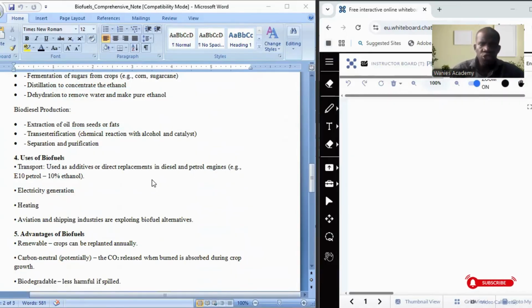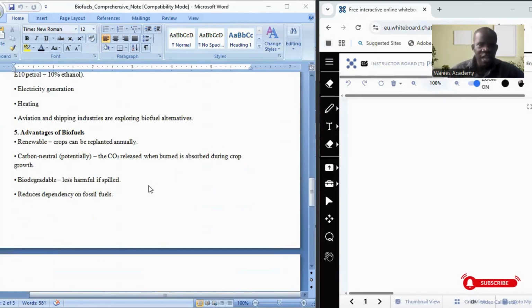Now let's look at the uses of biofuel. Number one, we use it in transportation, like petrol, ethanol, and diesel. We can use it to power engines that help in transportation. Then in electricity generation, then in heating as well. Then in aviation, like aviation fuel, and the shipping industries, they explore this biofuel as an alternative source of fuel for all of these activities.